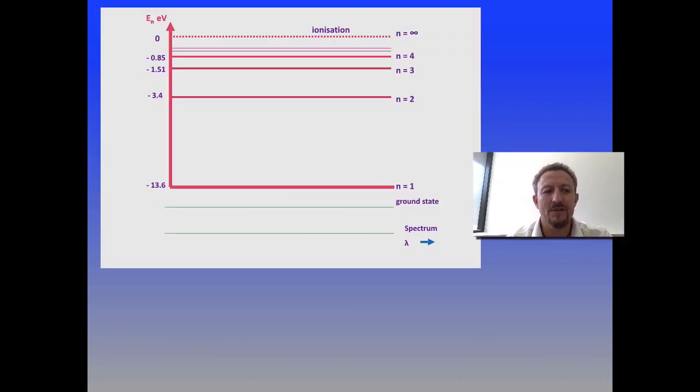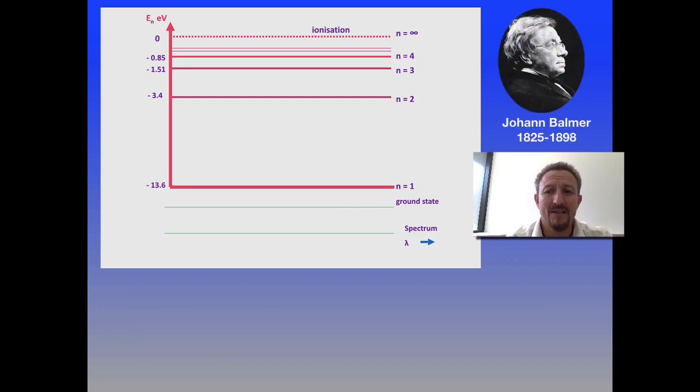Now, the first person to do any work on this was Johann Balmer, 1825 to 1898. He was basically a Swiss mathematician, and his claim to fame was that he was able to work out and put together a formula which allowed us to work out the energy shells and help Bohr use his idea of quantum mechanics to add a theory behind this idea that energy shells were quantized.